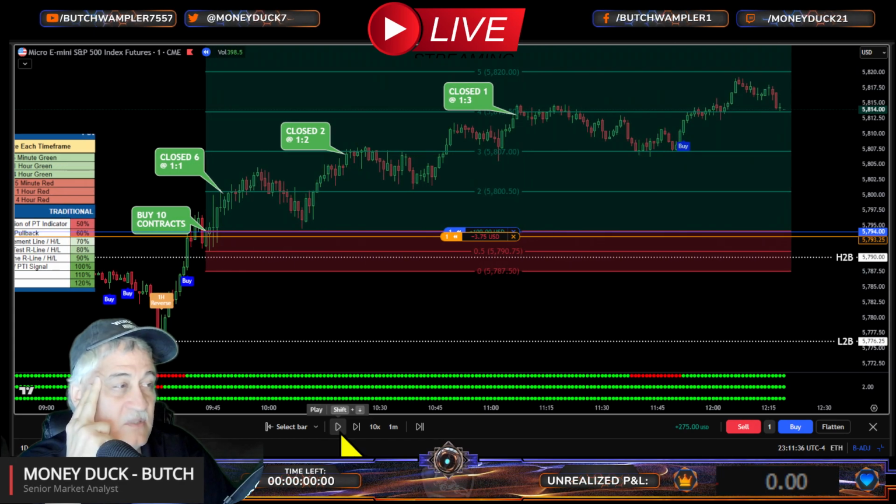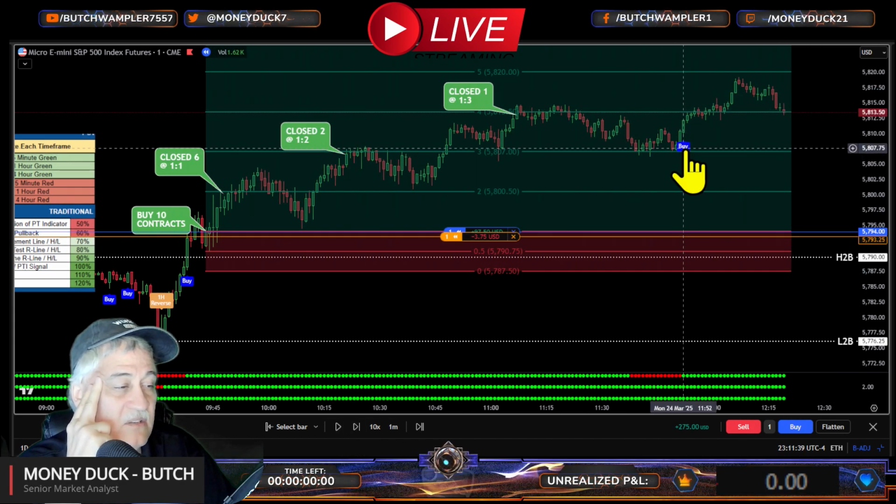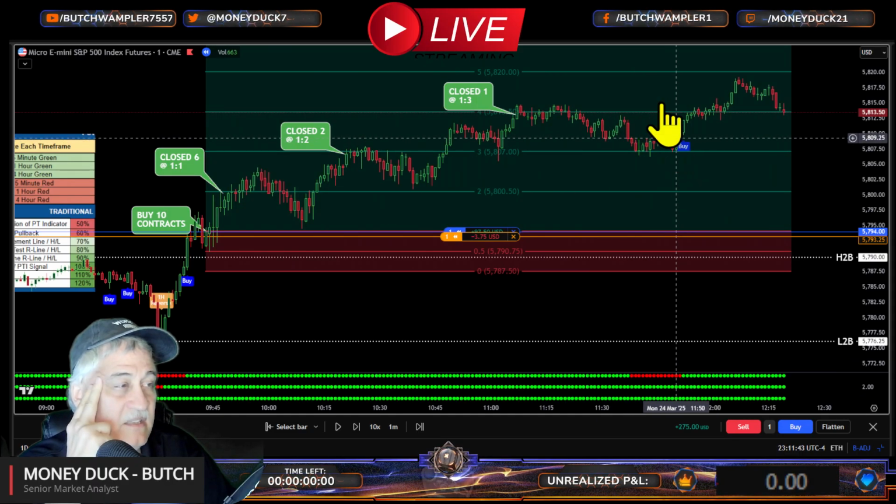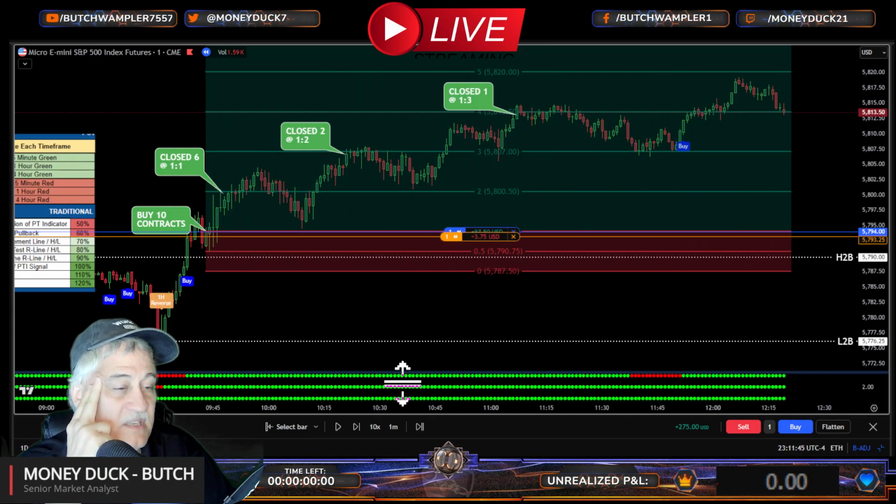Another buy signal is confirmation that it might go higher, because it dipped a little bit. That's why we were in the red. And it did. It shot up toward the next level.